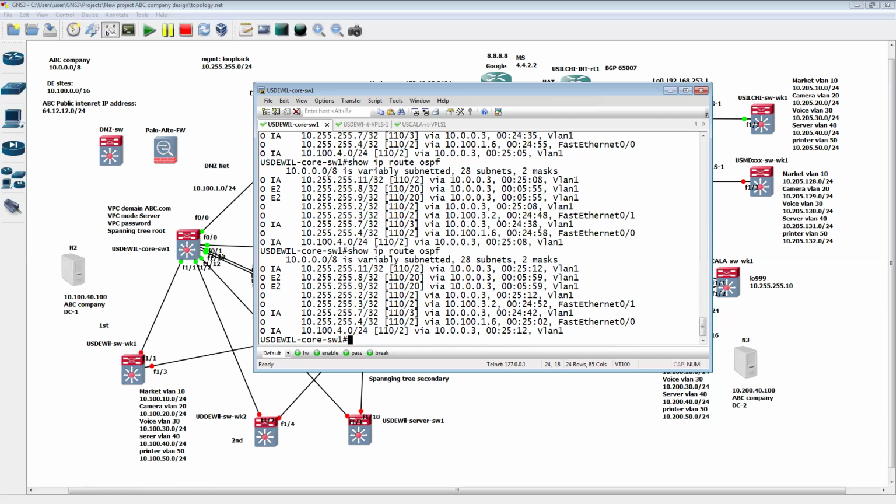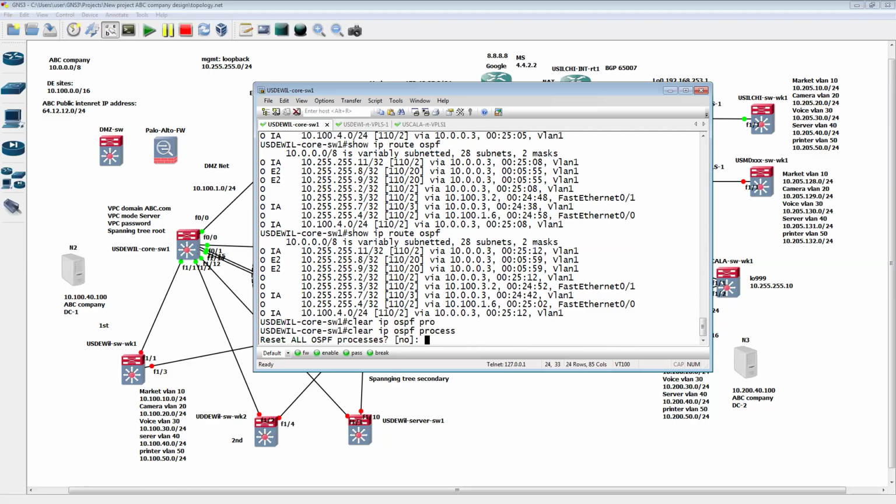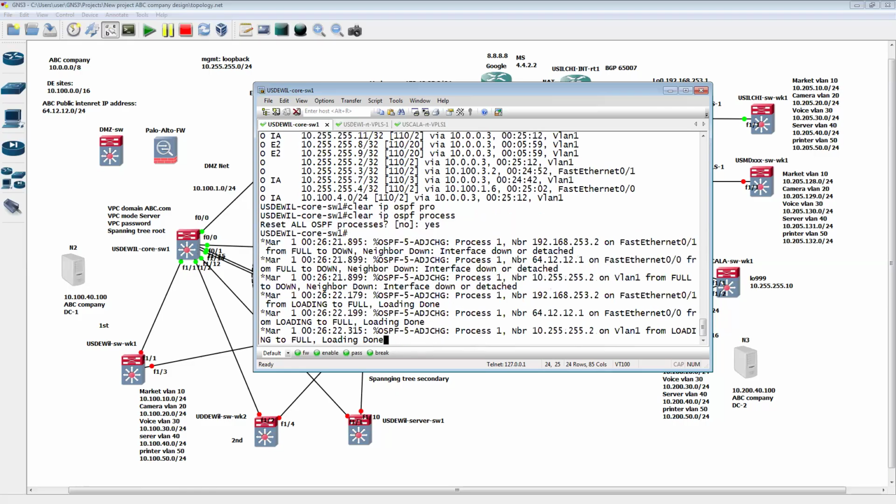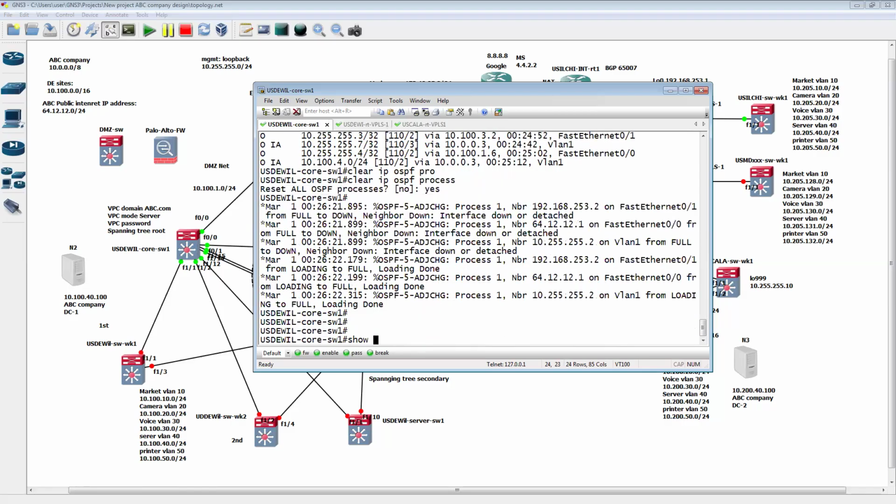All right, let's do it quick in here. On purpose, I just want to clear IP OSPF process, right? And then say yes. I want it to re-update again. Okay, so IP route again, OSPF.